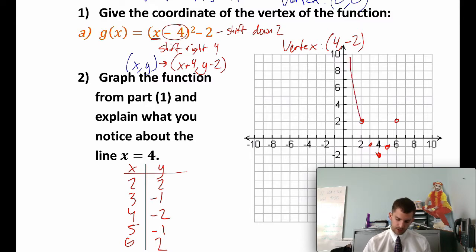So our parabola looks a little something like this. It's not my best parabola, but it's not the worst. So that's what this graph kind of looks like. Now it also asks us, what do you notice about the line x equals 4? Well, the line x equals 4 is a vertical line that goes up through here. Now that's not perfect. Let me shift it over a little bit. That's better. Notice it goes through the vertex. It also kind of splits the graph in half. We're going to talk more about that in a little bit.